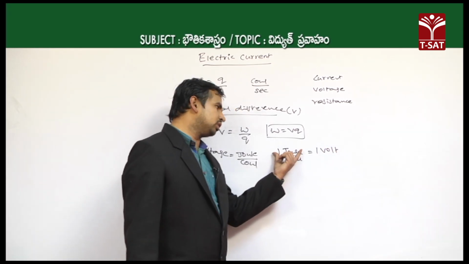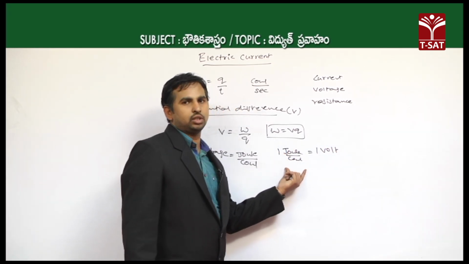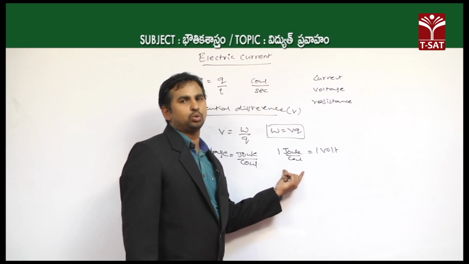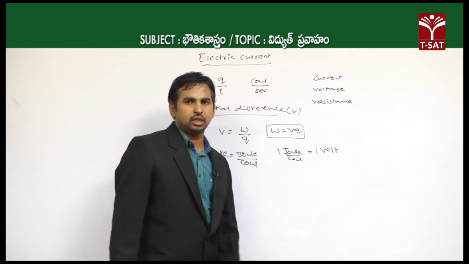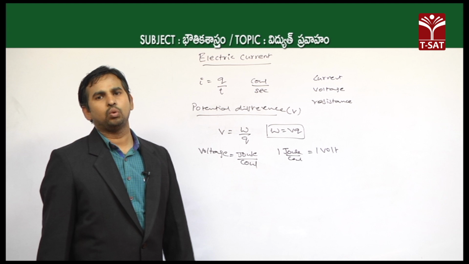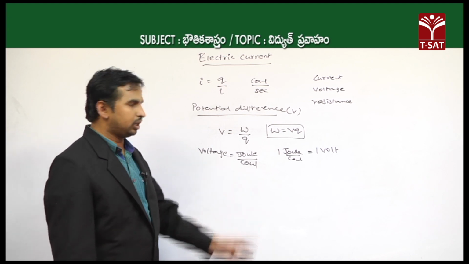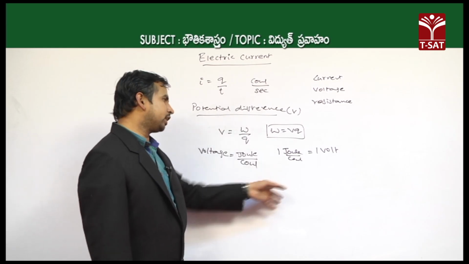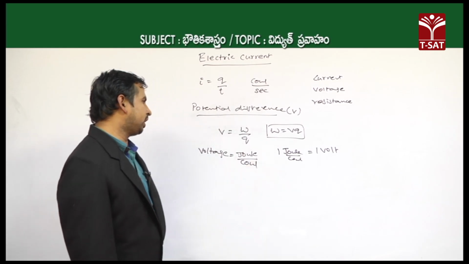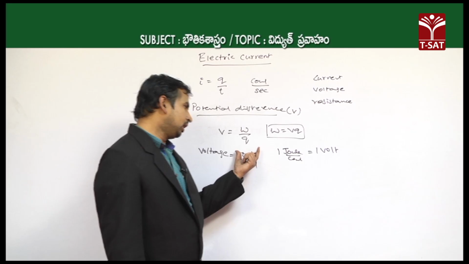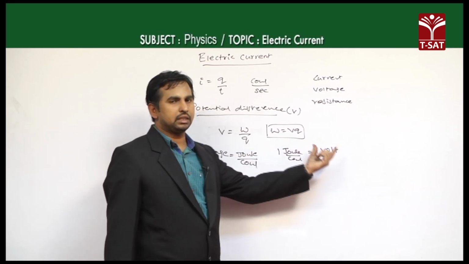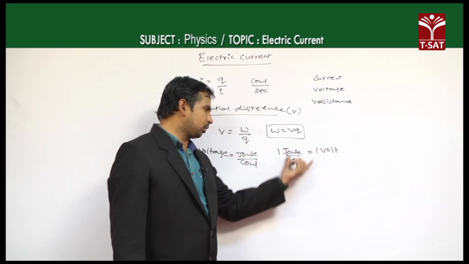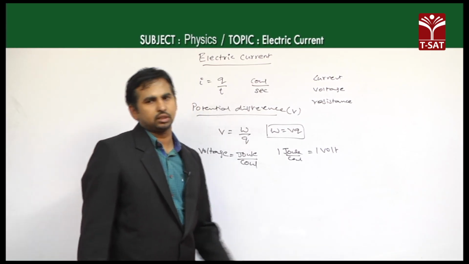If you are doing 1 joule of work on a unit charge, having the charge 1 coulomb, then we can say the potential difference becomes 1 volt. So for voltage also we have two different units: one is joule per coulomb, and another is volt. Joule per coulomb or volt, both are the same here.